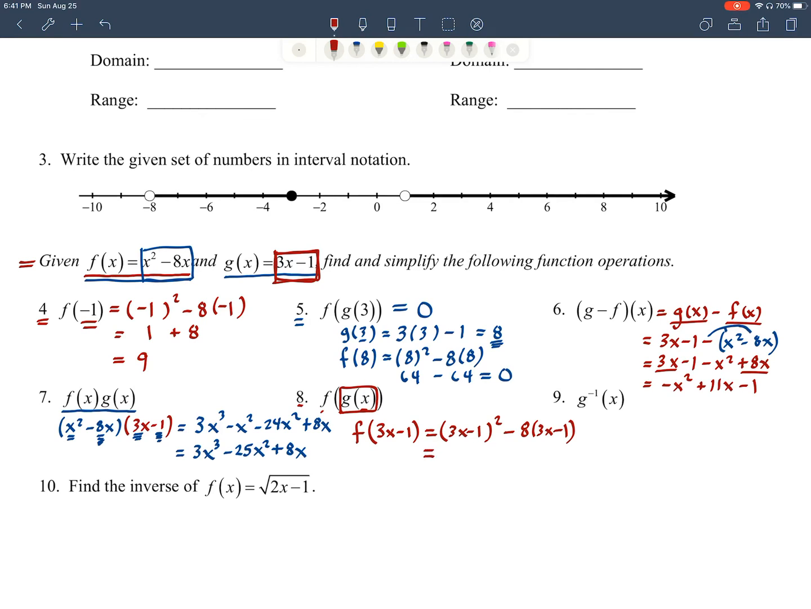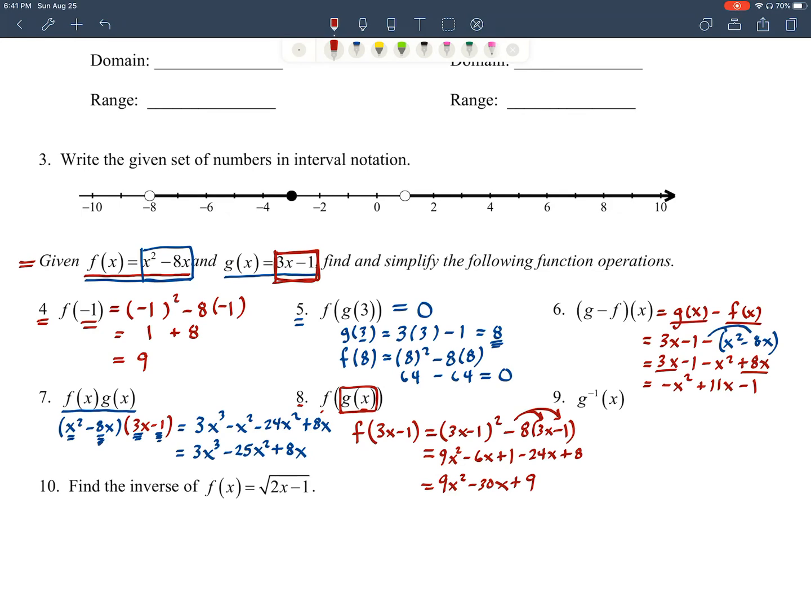So 3x minus 1 squared, when you FOIL it out or use a generic rectangle, you should end up with 9x squared minus 6x plus 1. And then make sure you distribute that negative 8 through this quantity. So you should have a minus 24x plus 8. And lastly, we just need to combine the like terms. 9x squared minus 30x plus 9. That should be the answer to number 8.